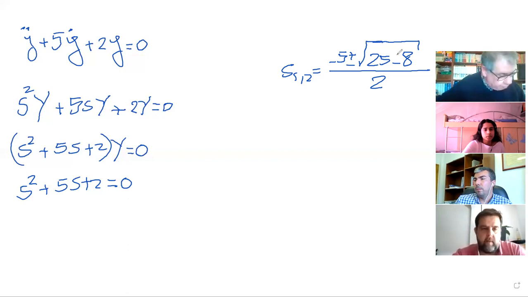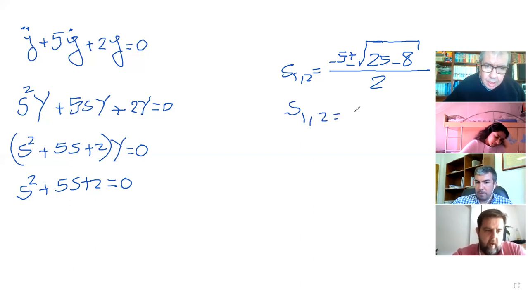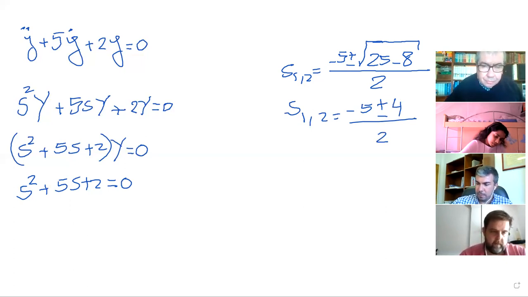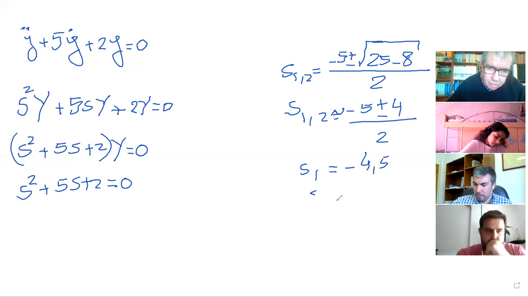It's approximately 4.1. So S1,2 is minus 5 plus or minus, let's say 4, divided by 2. So S1 is equal to minus 9 divided by 2, it's minus 4.5. And S2 is minus 1/2.